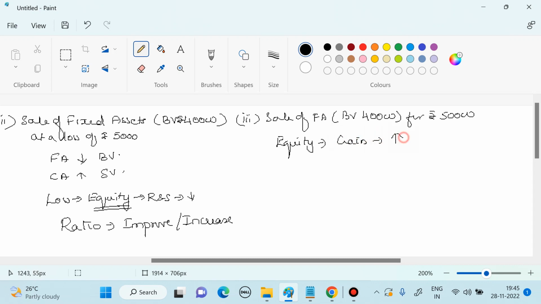Therefore, what happens to equity? It goes up. So numerator debt unchanged, denominator equity increases. When the denominator increases without any change in the numerator, what would happen to the ratio? It would decrease. Got it? Yes, ma'am.